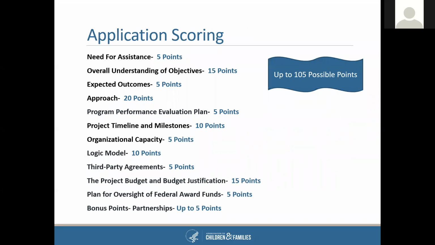This slide details the point distribution for each respective section of the FOA. Please note that there is a total of 105 possible points. Applicants can receive up to 5 bonus points for involving partnerships that promote service and system integration into their project. We will cover the specifics of the bonus points requirements later in the presentation.